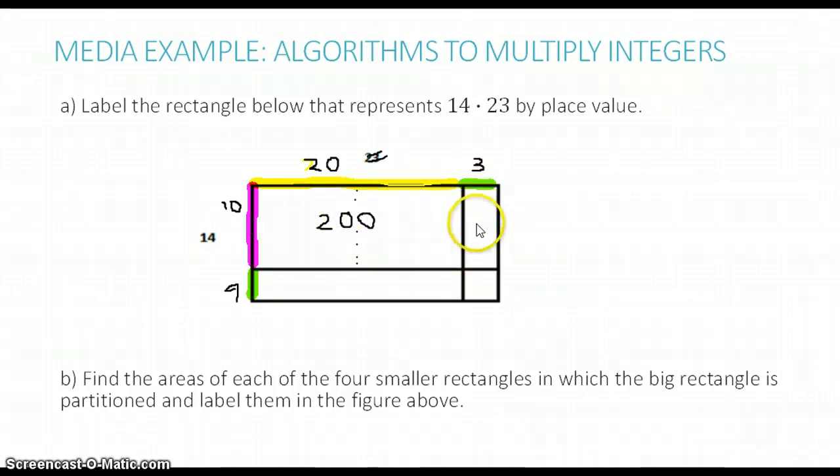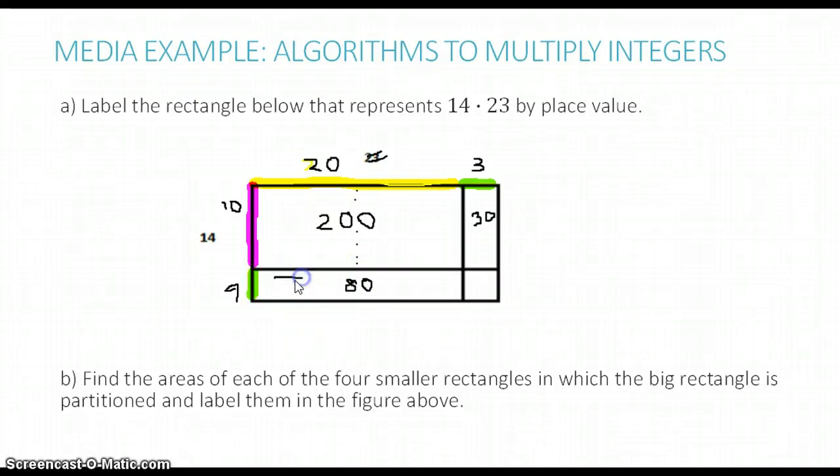Now let's move to this rectangle. This side length is 3 and this side length is 10. Well, 3 copies of 10 is 30. So this piece right here is 30. And remember when we made the base blocks, this was 3 rods, and 3 rods does equal 30. Now let's look at this rectangle. Up here we have 20 is this length and 4 is this length. Well, 20 times 4 is equal to 80.